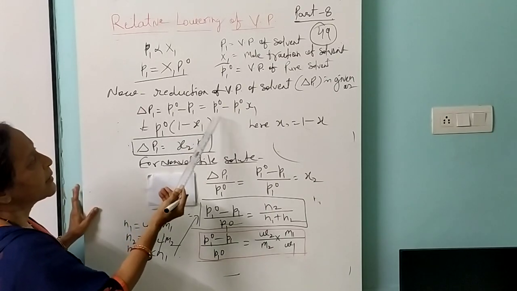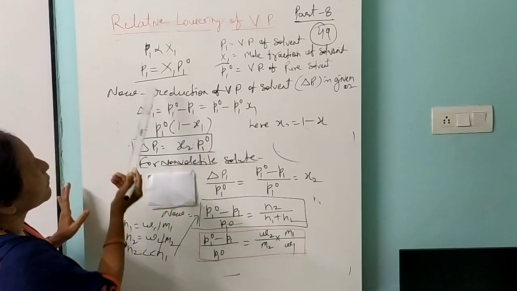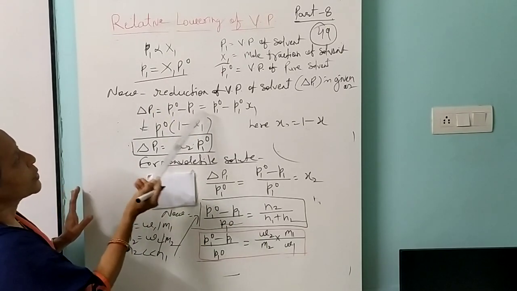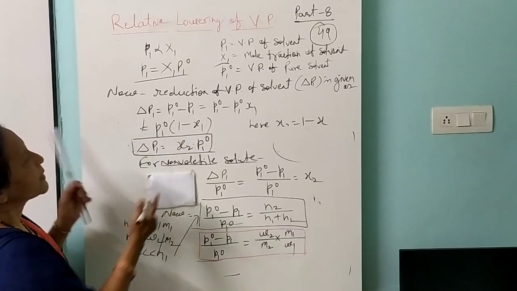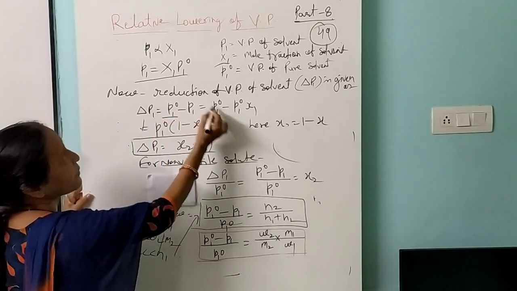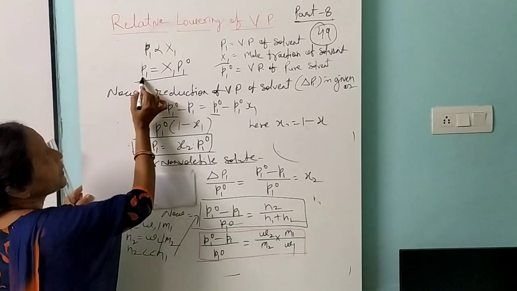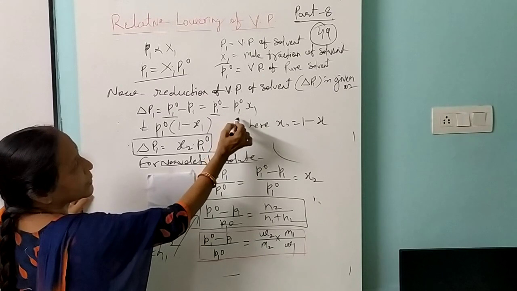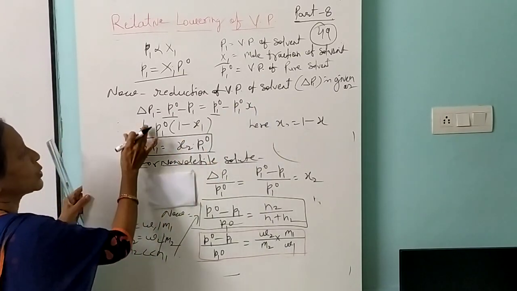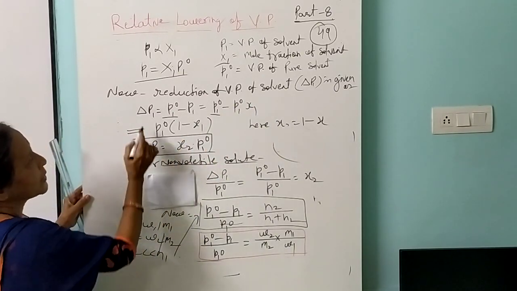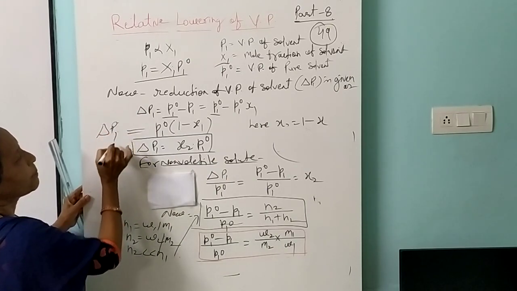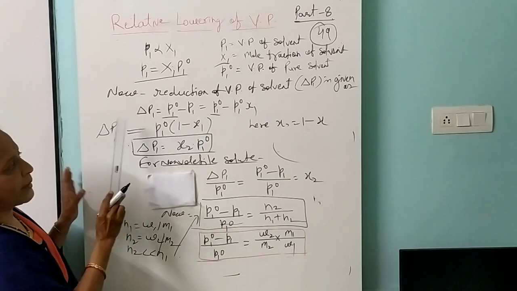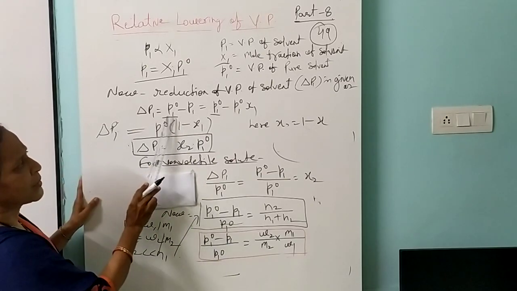We can write this now, because we know very well. Putting the value of P1 from this equation, we can write P1 0 remains as it is, minus P1, whose value is x1 into P1 0. So I can write it this way. After this, delta P1 is equal to P1 0, which I can take common because it is present here also, here also.